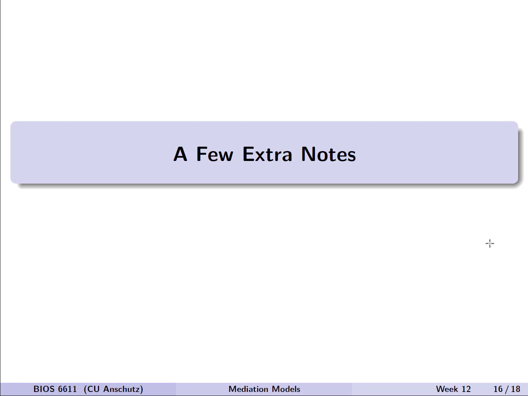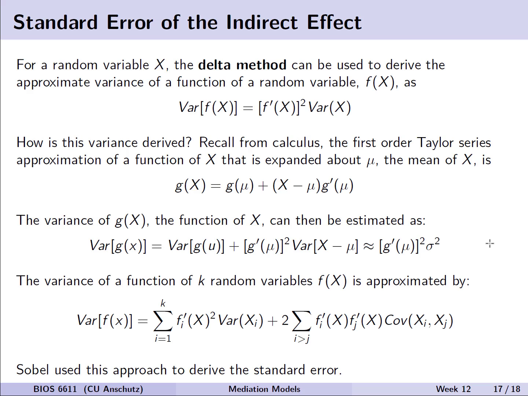So with that, let's touch on a few extra notes to keep in mind. The first is the derivation of the standard error of the indirect effect. We're not going to delve into too much detail, but I feel like it's worth noting how Sobel got to this estimator that we're using. For any random variable x, we have this approach called the delta method that you will learn about in statistical theory coursework. But it can be used to derive the approximate variance of a function of a random variable.